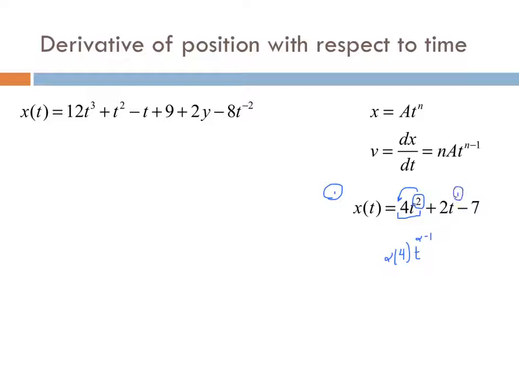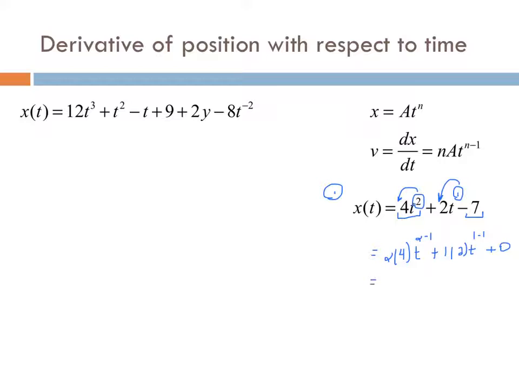Same thing over here. We have 1 as our exponent. Bring that down to the front. That becomes 1 times 2 times t to the 1 minus 1 power. And then for the last part, we have a constant, so that's plus 0. Anytime we take the derivative of a constant, it is simply 0.